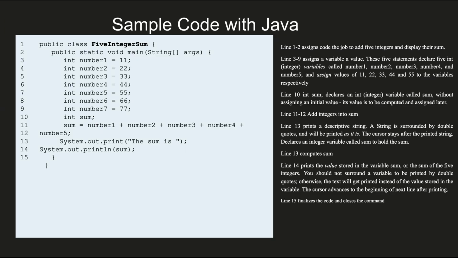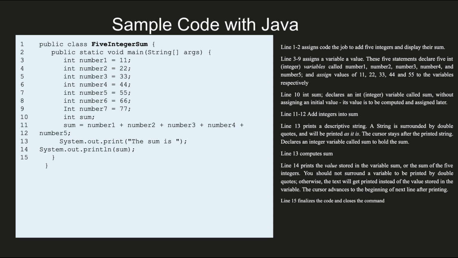In a sample code of Java, lines 1 to 2 assign the job to add 5 integers and display their sum. Lines 3 to 9 assign variables a value. These statements declare integer variables called number1, number2, number3, number4, number5, number6, and number7, and assign values of 11, 22, 23, 44, 55, 66, and 67. Line 10, int sum, declares an integer variable called sum without assigning an initial value. Its value is to be computed and assigned later.